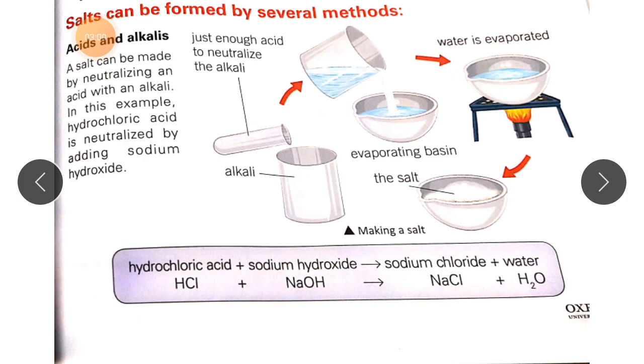Students, salts can be made by neutralizing an acid with an alkali, as I told you, and in this example hydrochloric acid is going to be neutralized by sodium hydroxide. Here in this container we have an acid and we will add alkali. Now what happens when they both react with each other? They both neutralize their properties. They both cancel out their properties. And as a result, we gain two substances, called two products. One is salt and the other is water.